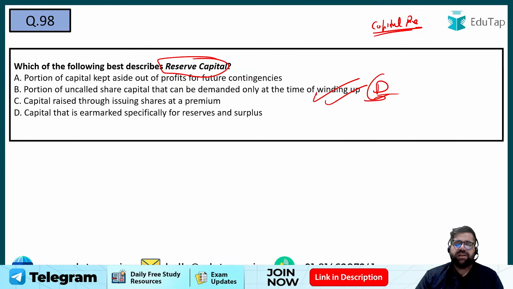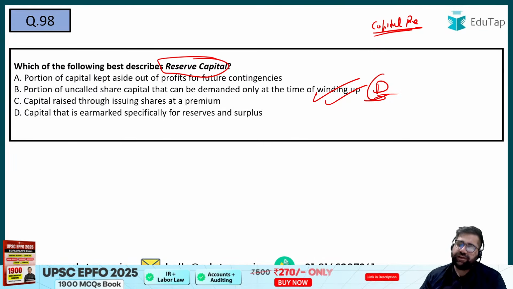Capital raised through issuing of premium, no. Capital earmarked for reserves, no, no, no. Reserve capital is that capital which you will only call at the end.